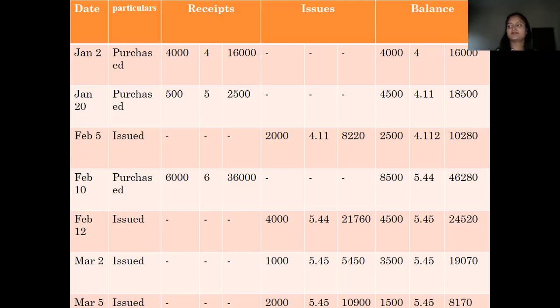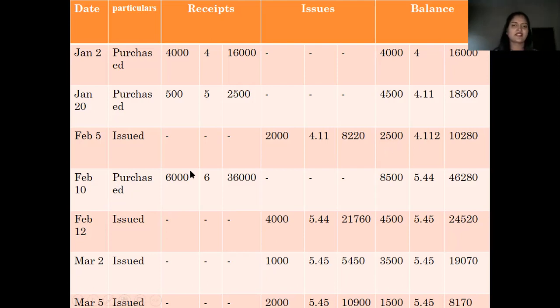Okay, next let us go to February 10th. How much have they been given on February 10th? Purchased 6,000 units at the rate of rupees 6 per unit. The amount comes to 36,000. Now immediately after the purchase you need to go for the balancing.